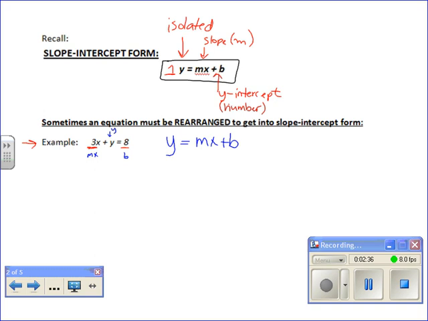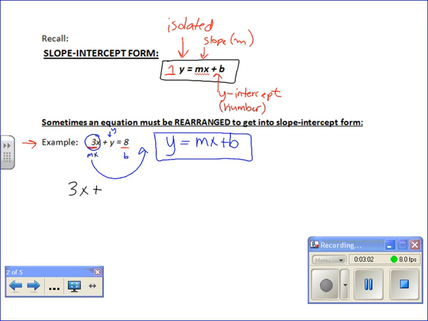Well, let's see what's wrong with this. If I compare it to my slope-intercept form, y is on the left-hand side of the equal sign, so that looks okay. I just need to get the mx and the b on the same side. So I need to move this guy right here over to this side. That's what I need to do. And so let's go ahead and do that. There's two ways to handle this rearrangement.